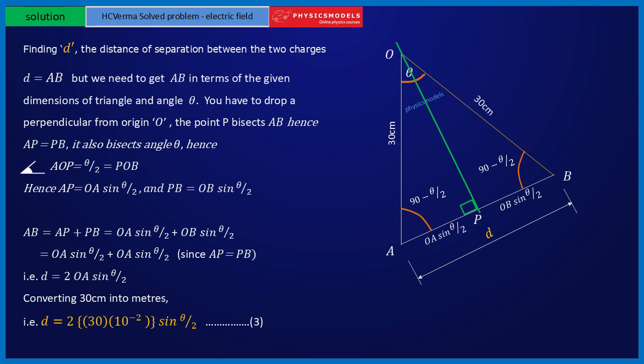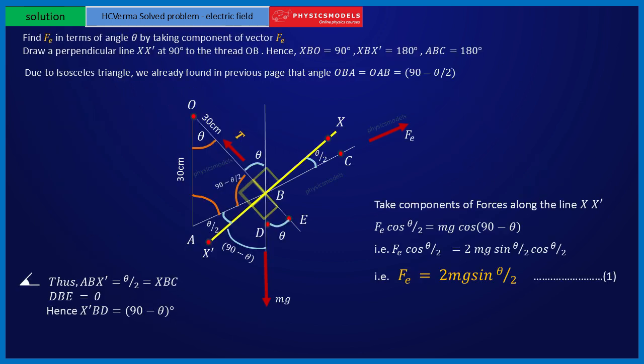That's an achievement. Now the next challenge is that the electrostatic force is in some other direction and the weight mg is downwards, but we have to get their components along a particular common line so that we can pit them against each other and find Fe in terms of theta.